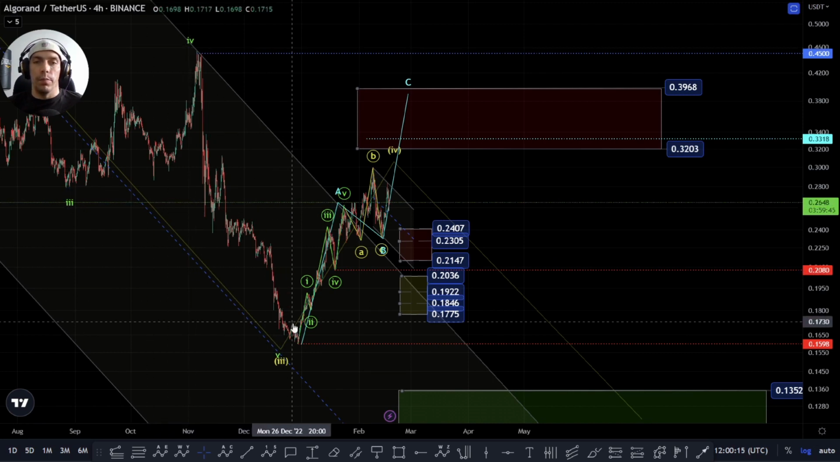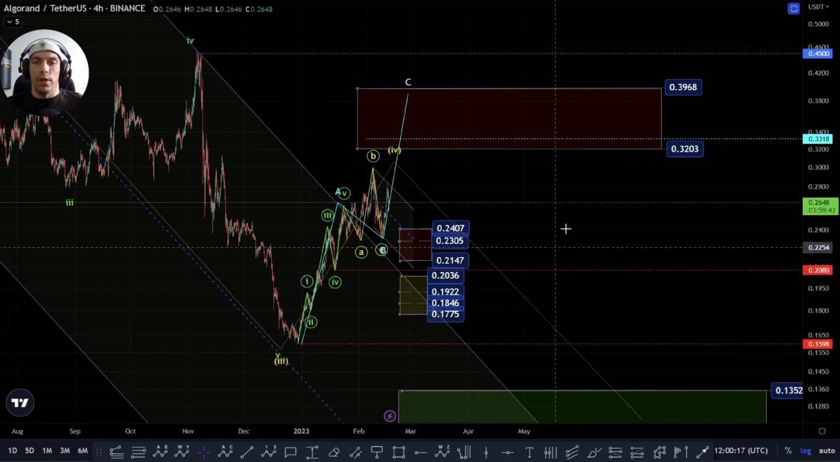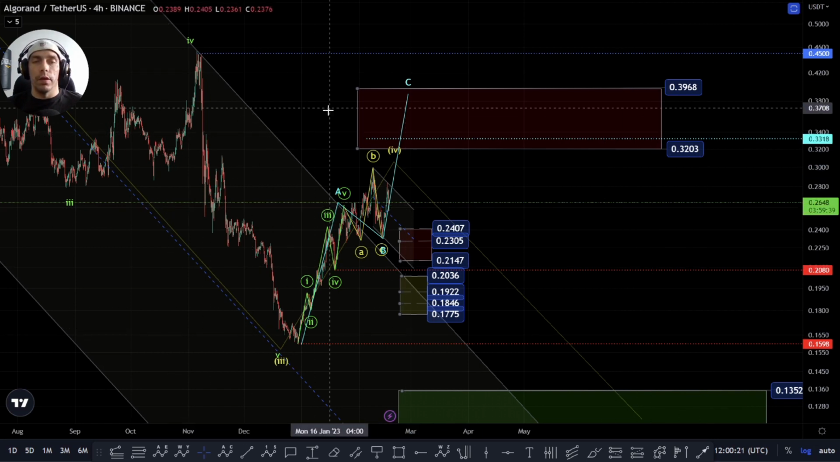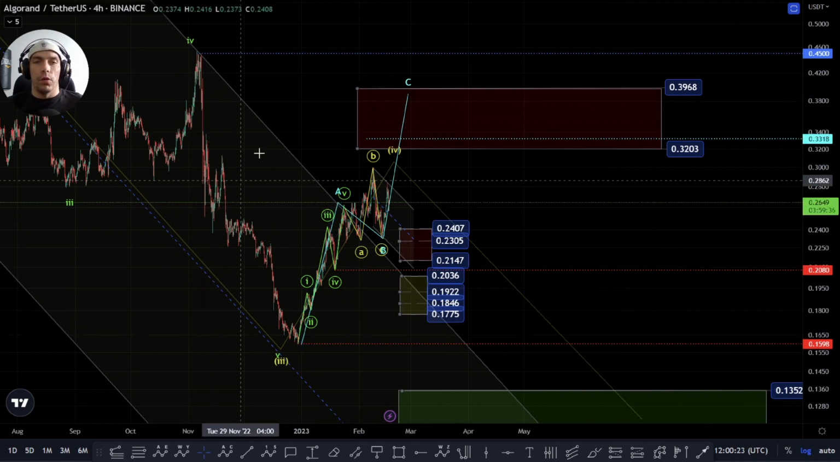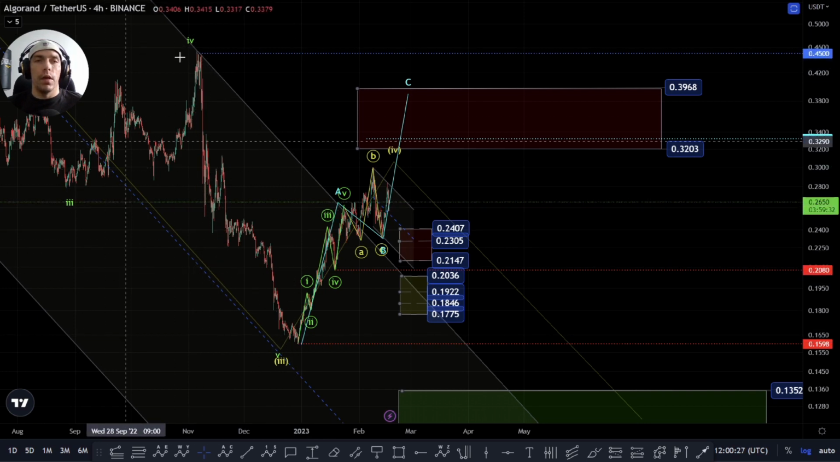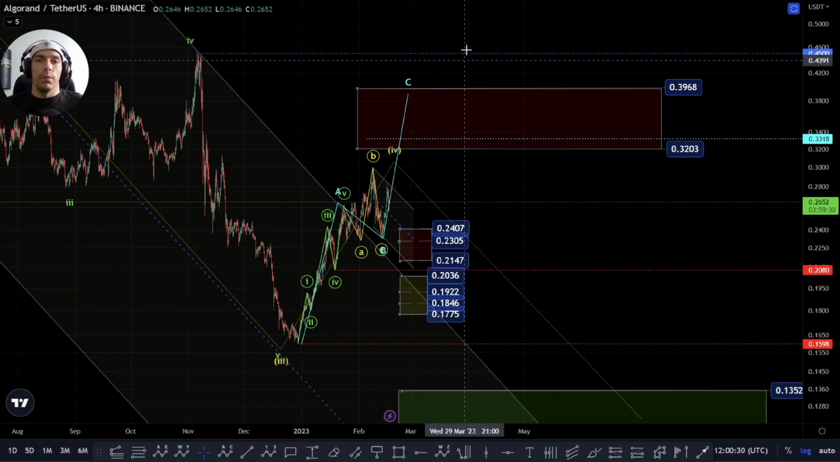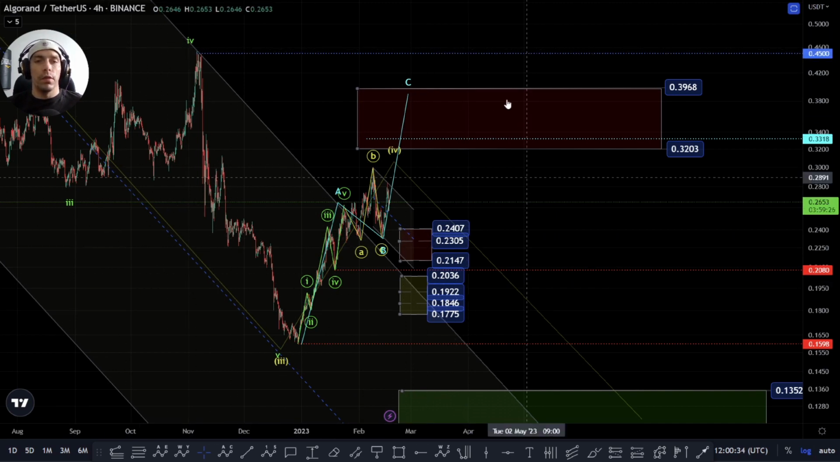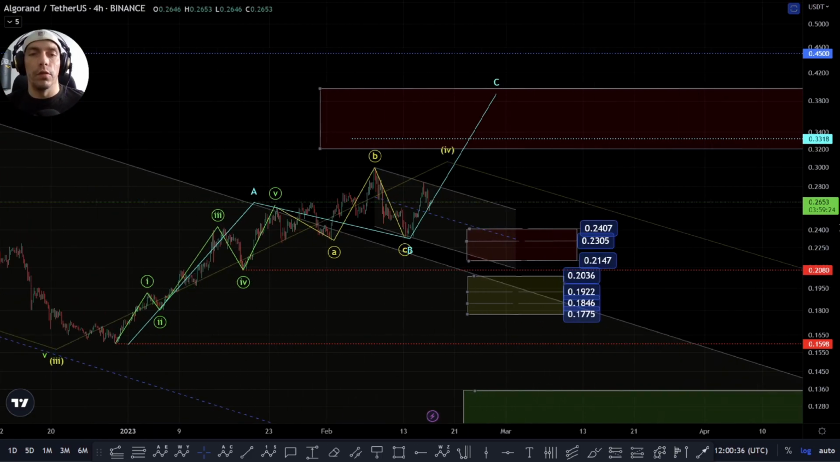Otherwise, we can just argue that there is still potential that we could be forming something like a triangle here, where this is an A, B, we form a C wave, D, and an E, and then we look to break down still as a fifth wave. Or alternatively, we can also argue that we could look at this as an A, B, we form a C wave to the upside, or a WX and a Y. You know, there's a lot of possibilities still within the structure.